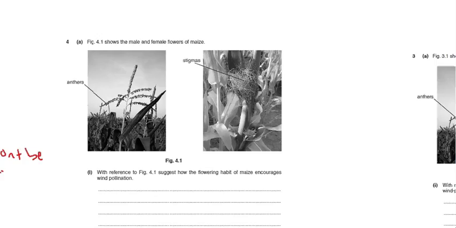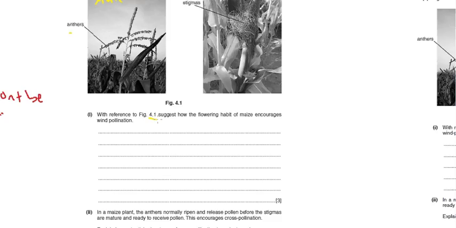Welcome back. We will do this question over here, which you can see now. It shows the female and male flower. Obviously, if you just see the anther, this is a male, and this is a female, because this has stigma. So now, with reference to figure 4.1, suggest how the flowering habit of maize encourages wind pollination.